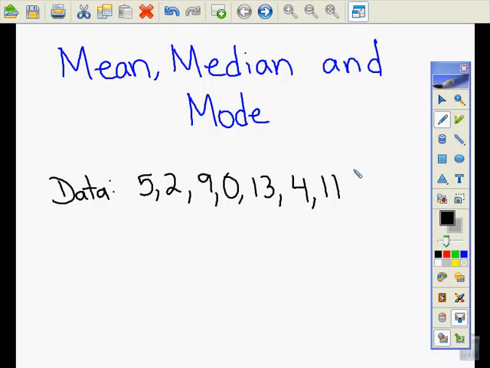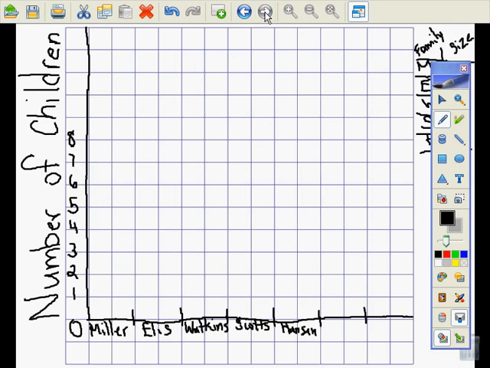Today we're going to be talking about the mean, median, and mode. We're going to be looking at figuring out the mean, median, mode through a graph. This is a review, so hopefully this is helpful. So over here we've got kind of a pre-made graph.